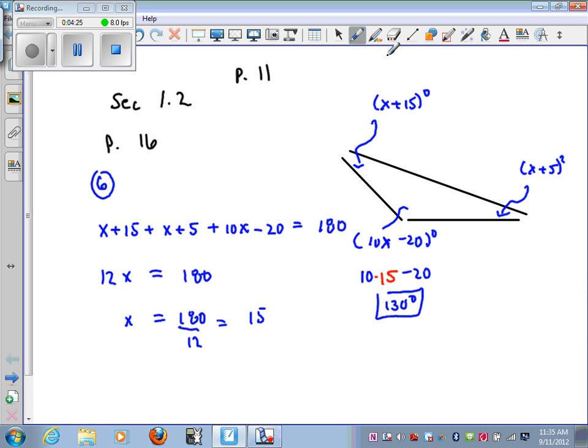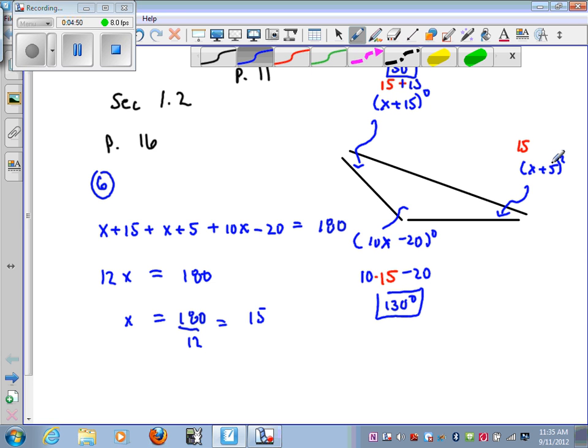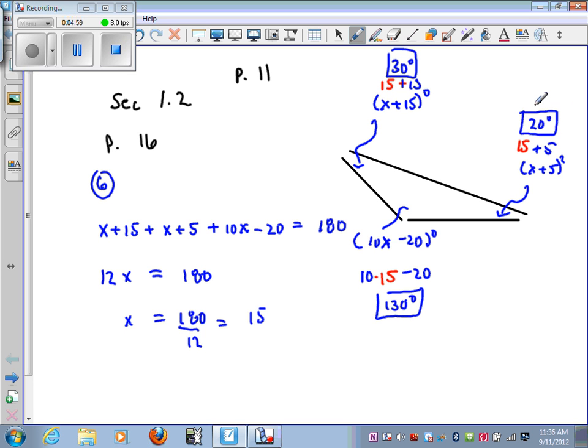And then this one is going to be 15 plus 15, so this one is 30 degrees. And then this one is 15 plus 5, which is 20. Now we want to sum this. That's 50 and 130 is 180. So we've done it right. So those are the angles in that triangle.